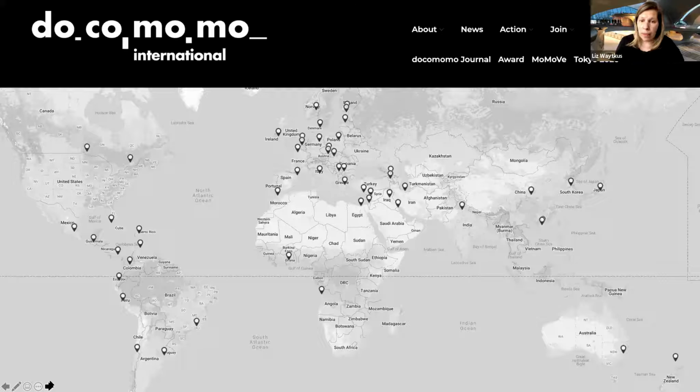So Docomomo US is actually the US chapter of Docomomo International. You can see here, this is from the Docomomo International website. There are some 70 Docomomo International chapters all over the world. This map does make me laugh, because if you look at the United States, there's no dot. So when people ask how many international chapters there are, it's a rough answer, but we are a chapter.